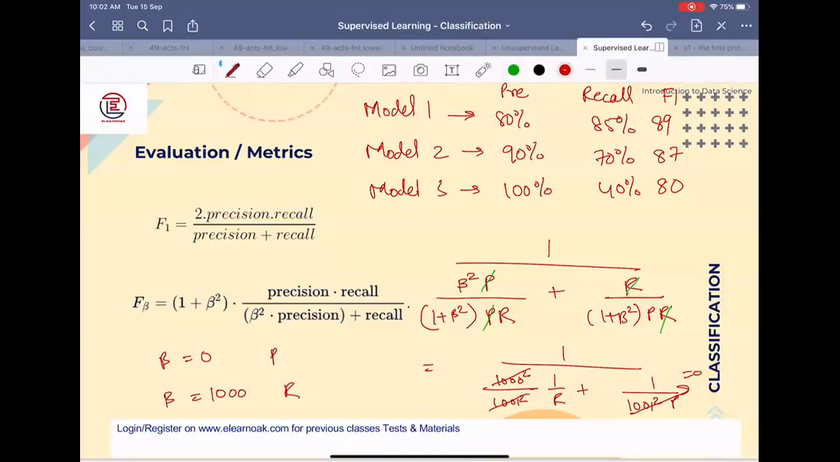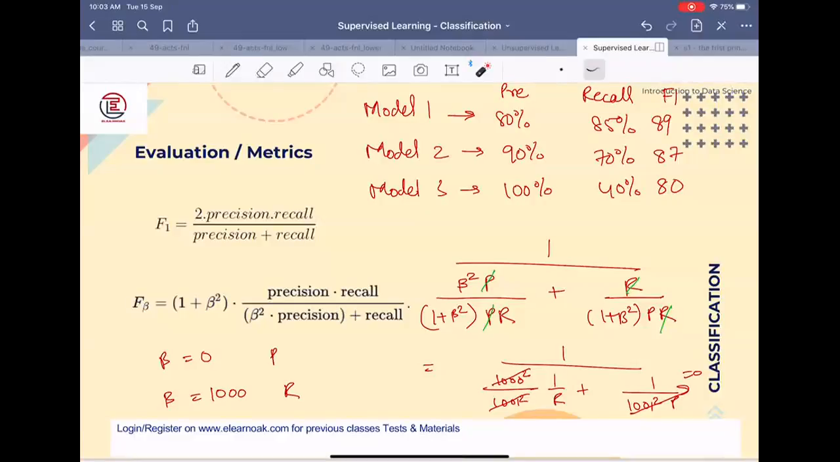So when beta is a greater value, close to 1000, recall has more importance. Now we have a way of getting a metric called the F beta score, which we can control using the term beta. Lower values of beta give higher importance to precision. Higher values of beta give higher importance to recall. Thereby we can choose a value of beta that works well for our case and helps us evaluate precision and recall.